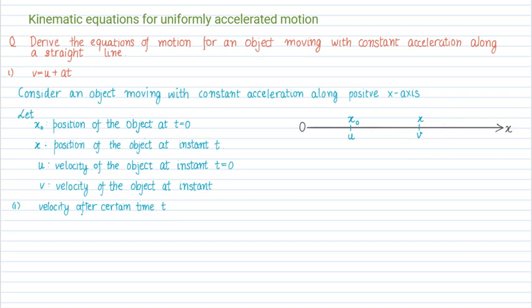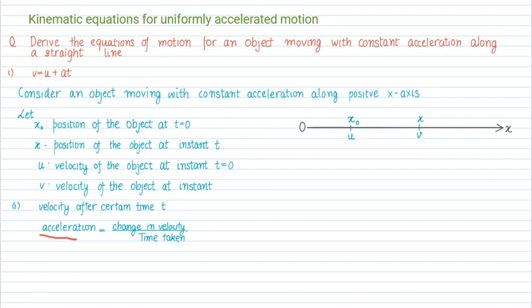Now we will do a derivation, or I will deduce a relation for this velocity on the basis of this initial velocity u, how fast it is moving, the constant acceleration a, and the time at which this velocity is measured. Now to derive this expression, we know what our acceleration is.